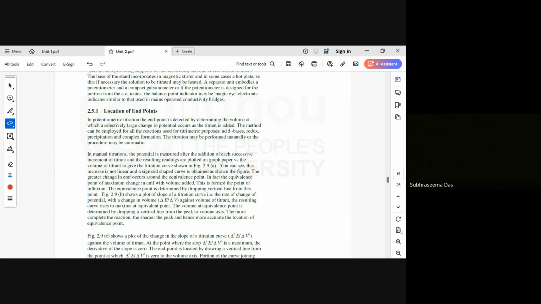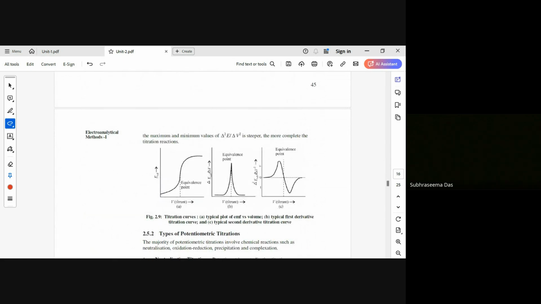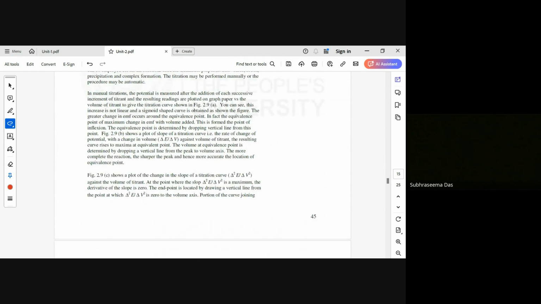Now, from figure 2.9, if you look into this graph, these are some of the typical potentiometric titration curves that have been presented. However, the detection of the equivalence point is not easy. So depending on the type of the graph, we find out the drop. The equivalence point is determined by dropping a vertical line from the graph.